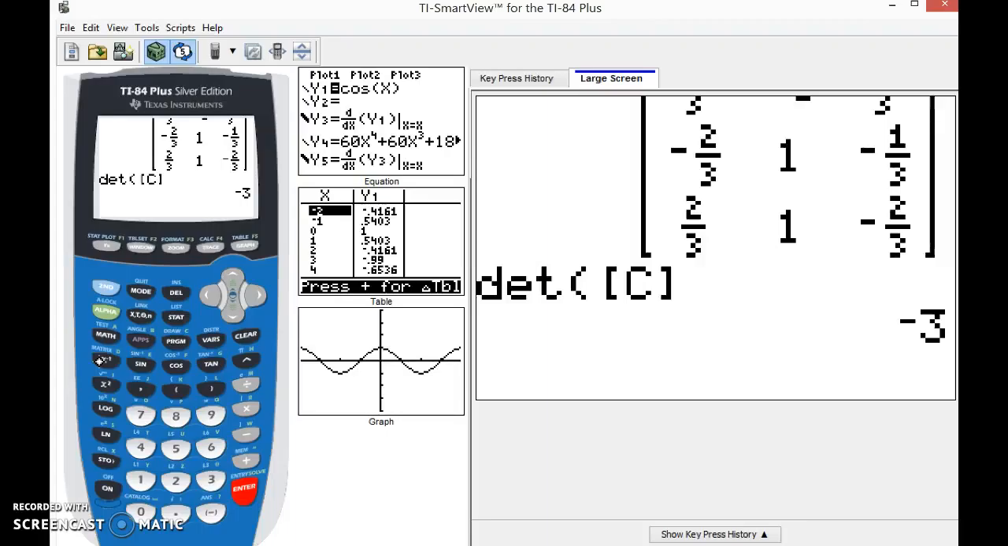And kind of keep that one in mind, that -3, because we're going to use that in example number 1 in the problems in just a second. And I'm going to say that's the answer we got from our calculator.